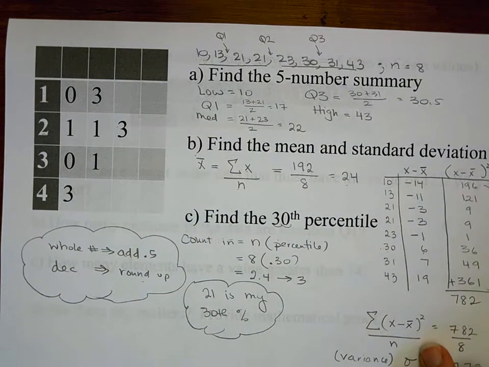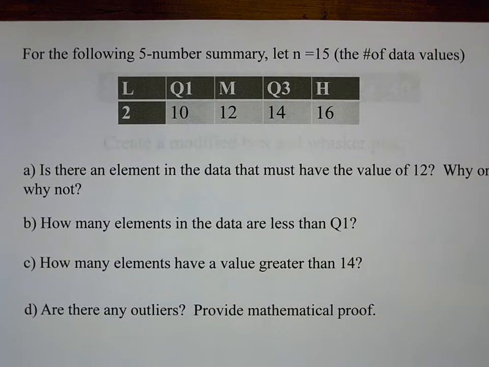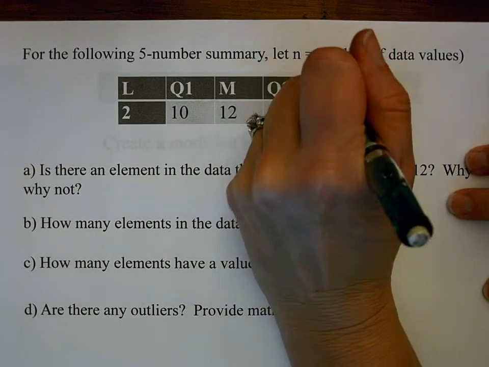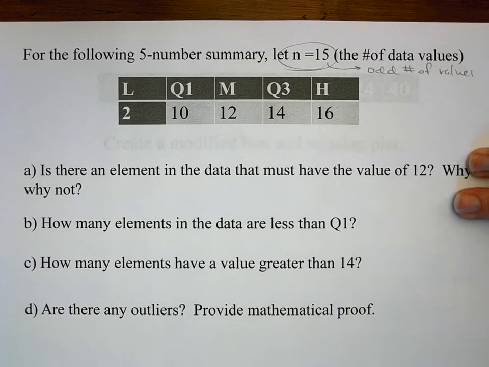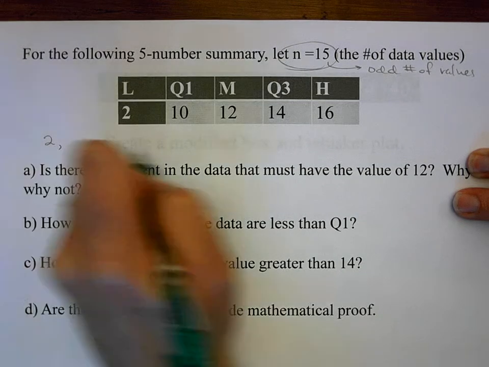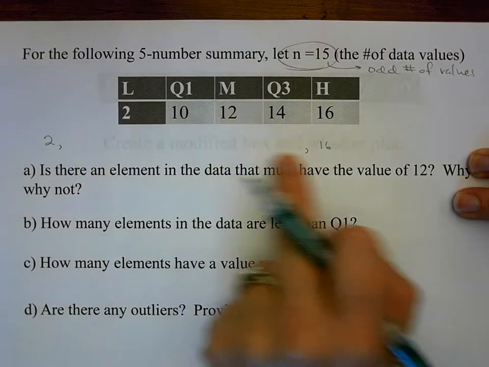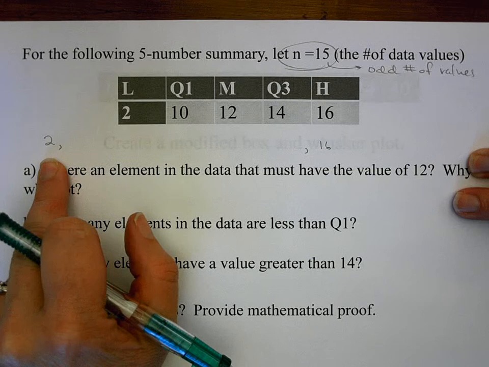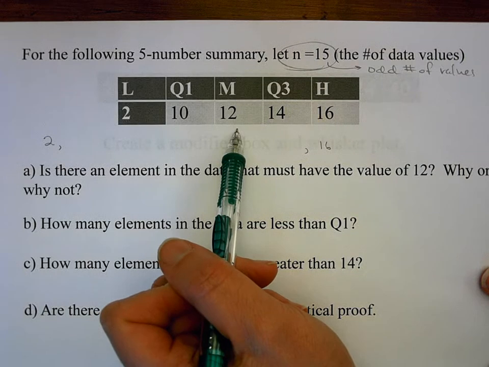Okay, so that was the first slide. For this one, it says for the following 5-number summary, let n equal 15, the number of data values. So I have an odd number of values. They're telling me my lowest number is 2, and my highest number is 16, and altogether there are 15 values. So the question: is there an element in the data that must have the value of 12, which is my median, and why or why not?